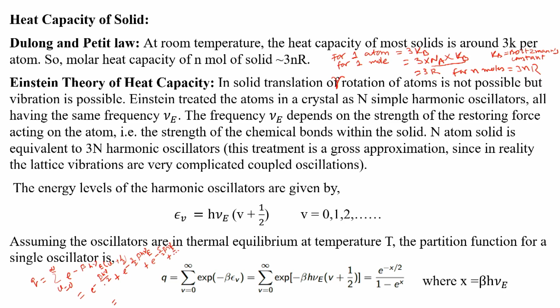So if we take e to the minus beta h nu by 2 out, we get 1 plus e to the minus beta h nu plus e to the minus 2 beta h nu, and so on. Now if we consider e to the beta h nu as x, this is 1 plus x squared like this, so this is 1 by x when x is very, very small. So that's why we are getting this value. From there you can arrive at this expression.